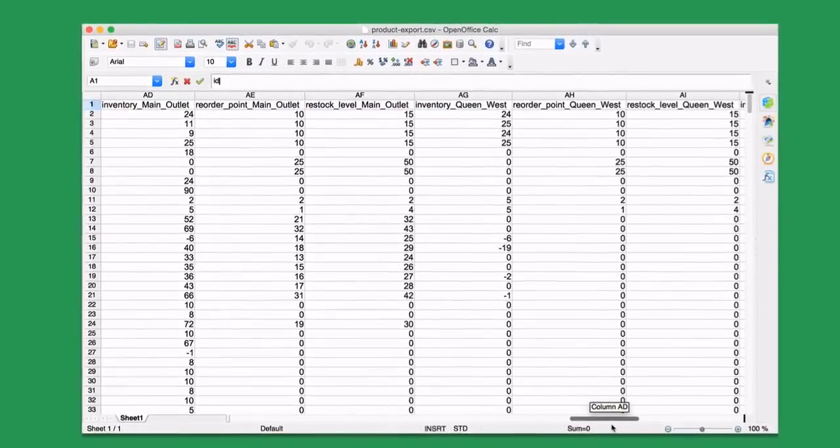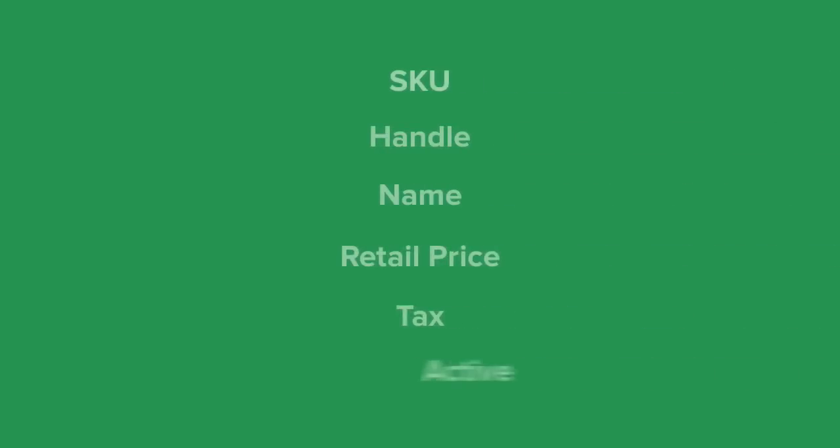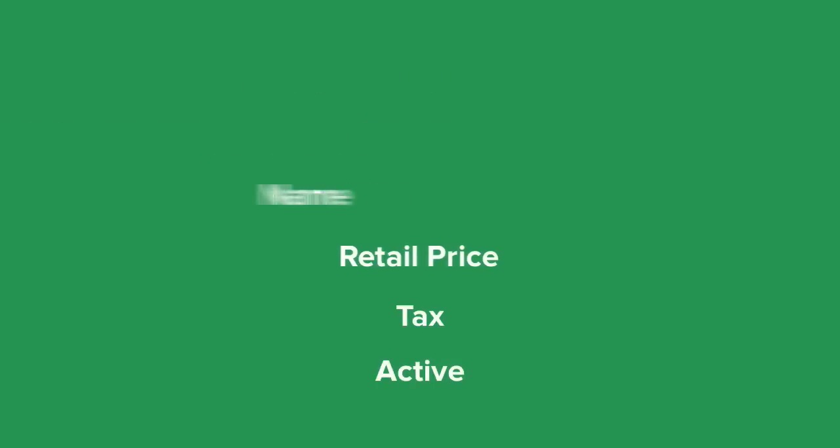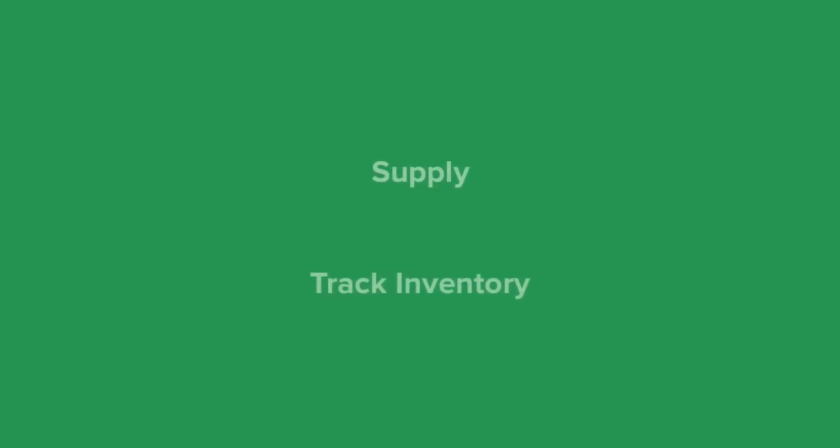To wrap up, these are the columns that are mandatory. First, we have the SKU, then the handle, the name, the retail price, any tax-related columns, and whether the product is active. It's also advised that you should still fill in the supply price and also the track inventory column. That's either a 1 or a 0.